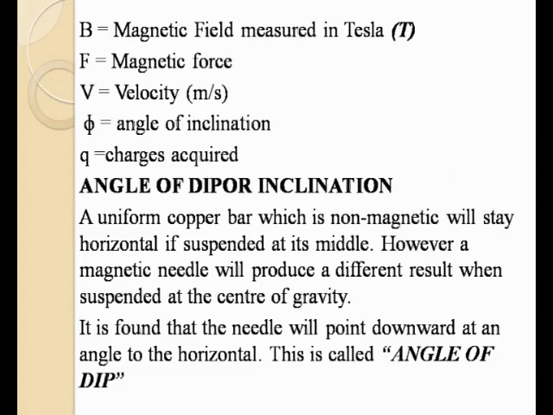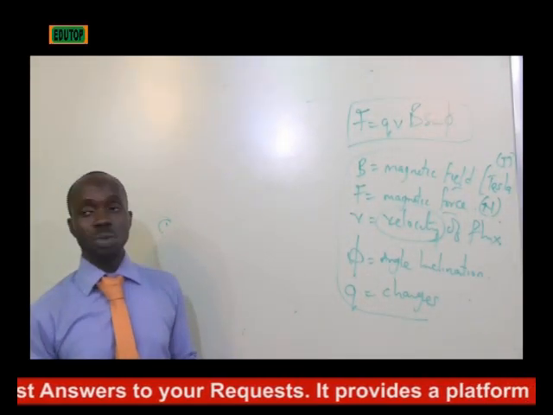Your force is measured in Newton. Your B is the magnetic field, measured in Tesla. Are you seeing it? That's capital T. Your velocity, that's your V. V is the velocity. Now there is what we call phi. Your phi here is what we call the angle of inclination. Now your Q is your charge. So all these are terms that could be obtained from the above formula written. So it is when you understand these terms properly that you'll be able to apply it.